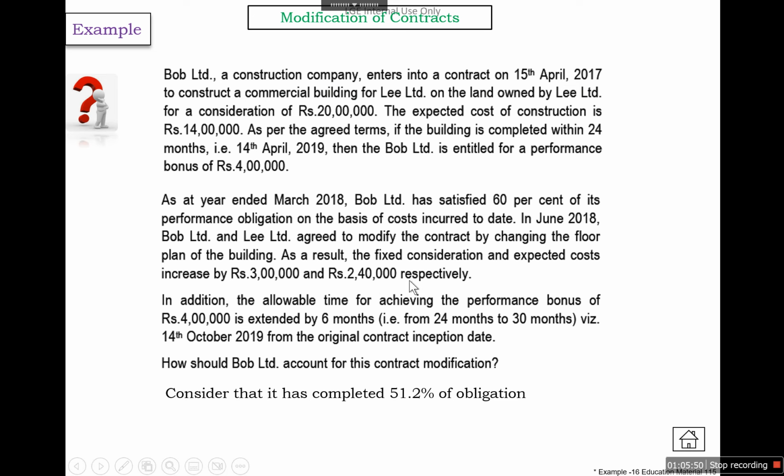As a result, the fixed consideration and expected cost increased. Consideration increased by 3 lakhs and the expected cost increased by 2 lakh 40,000. In addition to the allowable time for achieving the performance bonus, there is also a bonus of 4 lakh, and the time period is extended by 6 months. So now, if he completes by 14th October 2019, he will be eligible for the bonus. How should Bob Limited account for this contract modification?